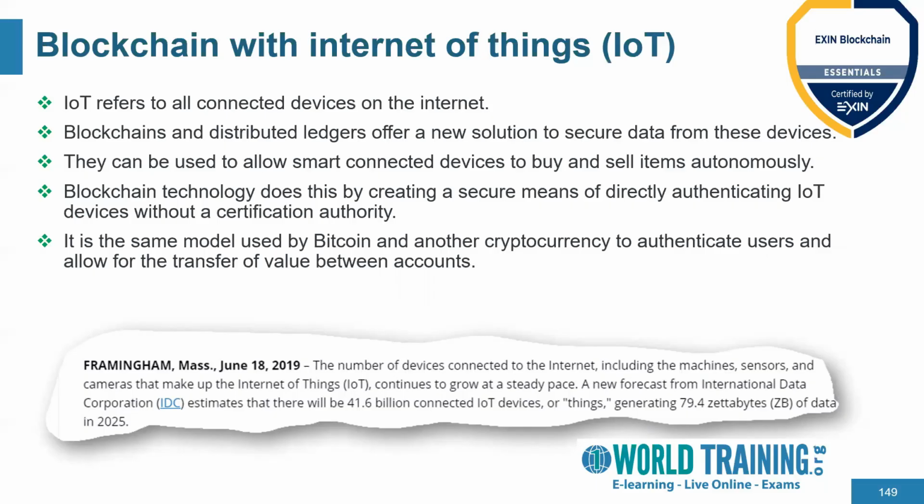All these devices which are connected and can be accessed from any place are resulting in the fourth industrial revolution, and we call them IoTs. Now the blockchain technology and distributed ledger offer a new solution to secure the data from these devices. When the data gets moved and transferred across, you can use blockchain and distributed ledger technology to store that data, and they can be used to allow smart connected devices to buy and sell items autonomously.